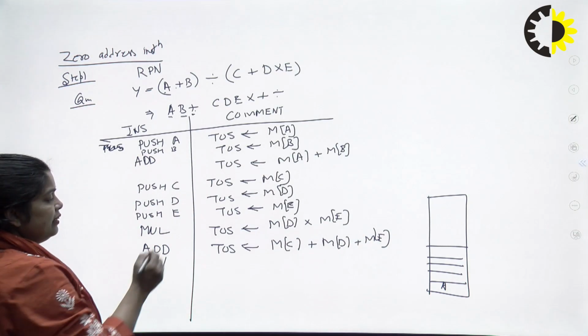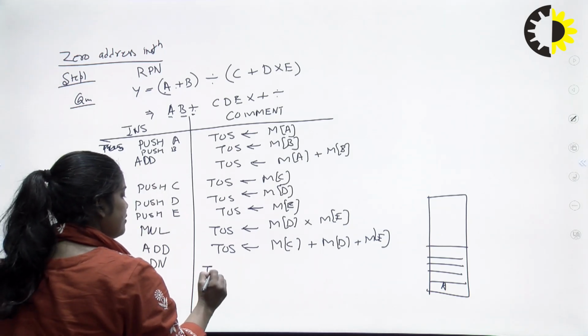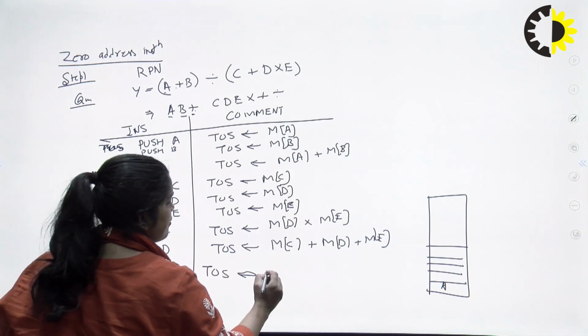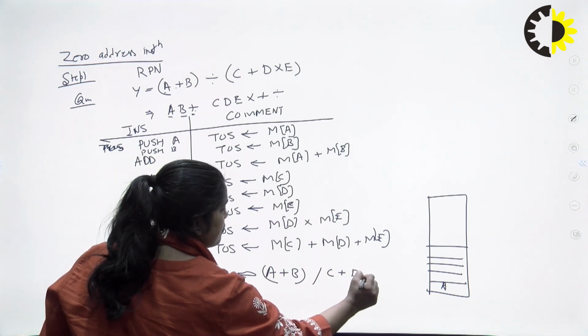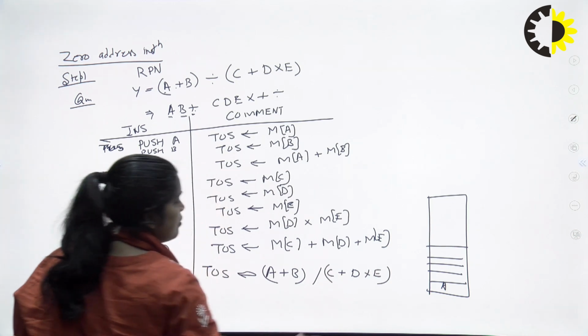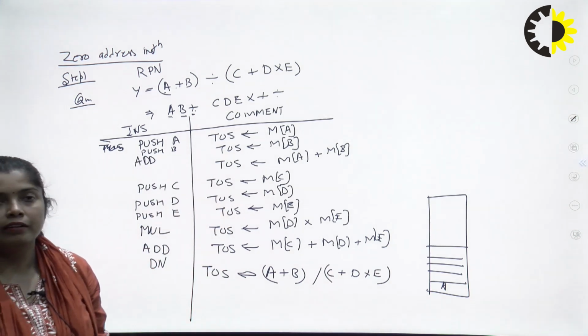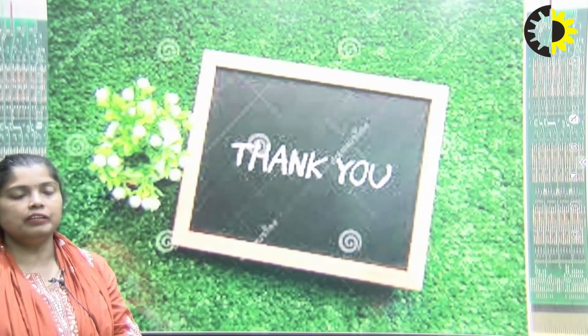Now the division. In the division you can write that the top of the stack is A plus B divided by C plus D into E. This will be your answer. So this is the zero address instruction, and thank you.